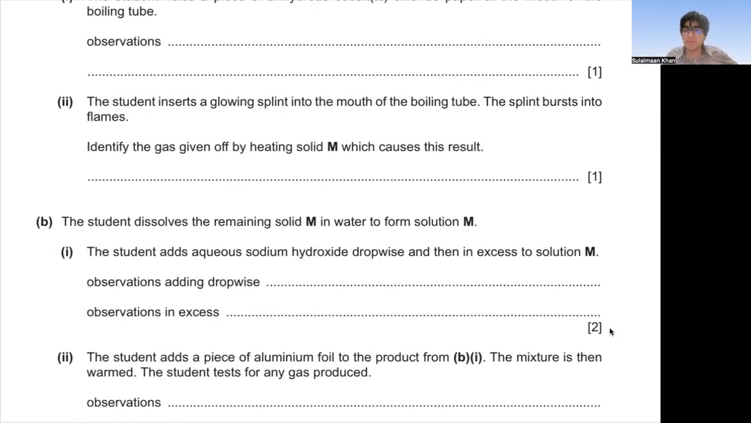Similarly, look, the student inserts a glowing splint into the mouth of the tube. The splint bursts into flames. So you need to know the test for gases too. Glowing splint. Look, what is the difference between a lighted splint and a glowing splint? Lighted splint, well, anyway, glowing splint is what is written.